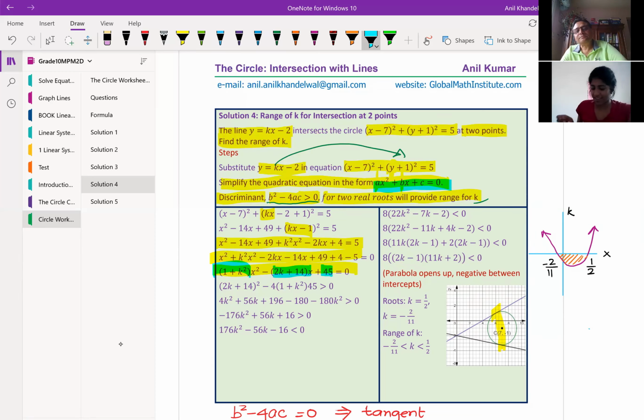Clearly from here, what do you notice? This is your term A, this is the term B, and this is your term C. Is that clear to you? Now what I did was, I did b squared minus 4ac greater than 0.